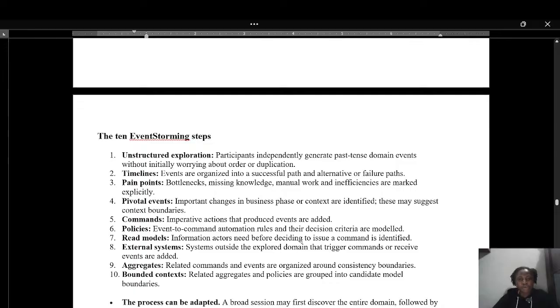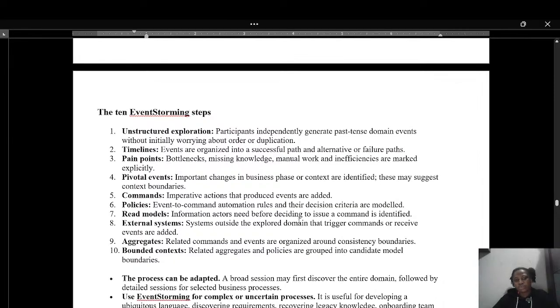So we have unstructured exploration. So this is where participants independently separate past tense domain events without initially worrying about order or duplication. So they separate past domain from the current domain. And then we have timeline. So events are organized into a successful path and alternative or failure path here. And then we have pain points. This is where bottlenecks, missing knowledge, manual work, and inefficiency are marked explicitly. So you can get pain points.